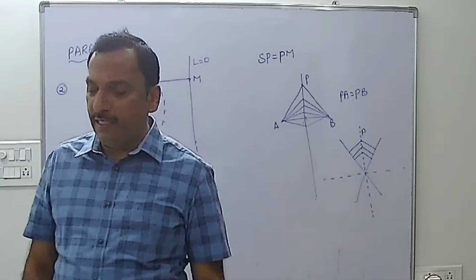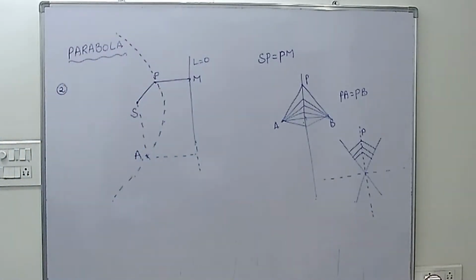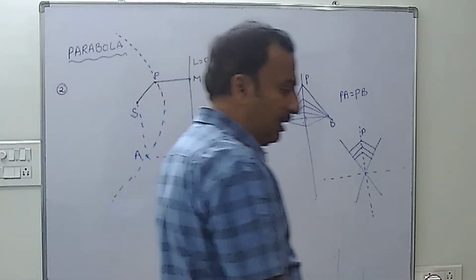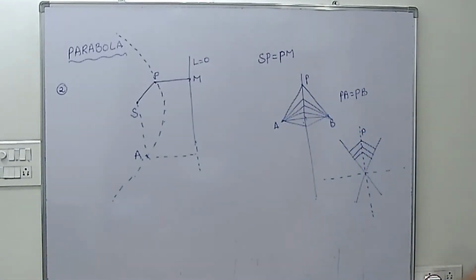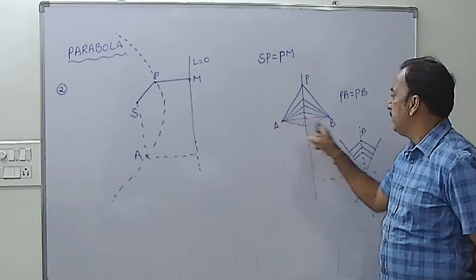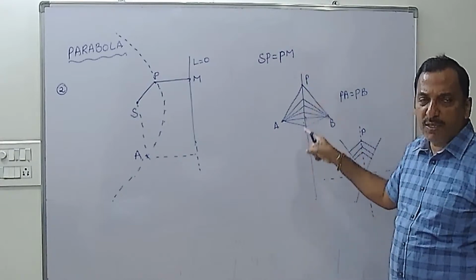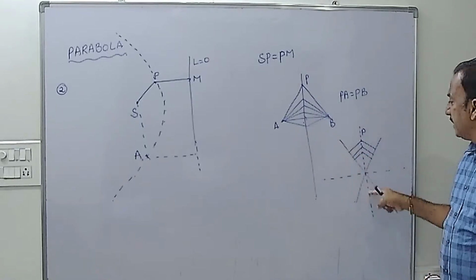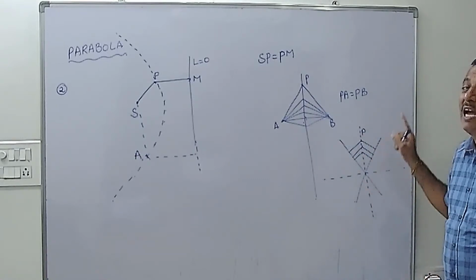The locus of the point P equidistant from two intersecting lines is their angular bisector. If a point is equidistant from two points, the locus of that point is the perpendicular bisector. If it is equidistant from two lines, the locus of that point is the angular bisector.